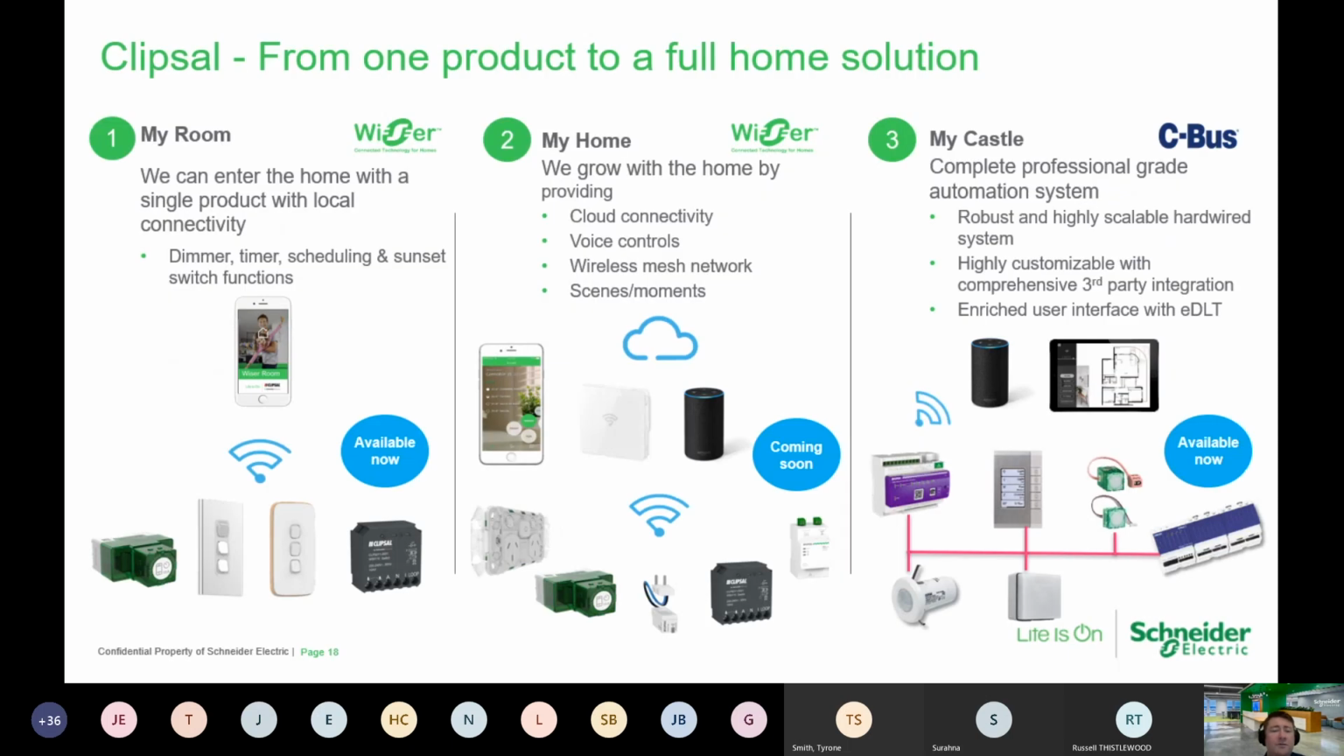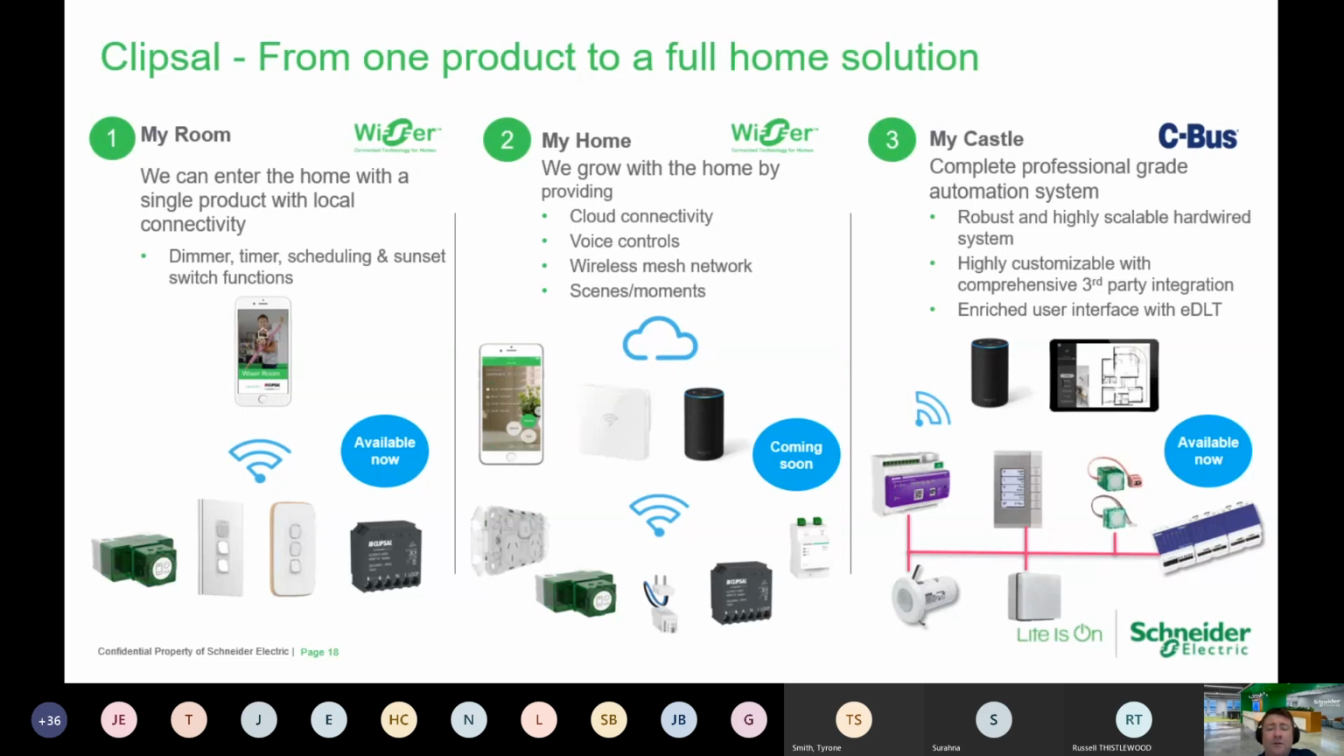So here's a quick snapshot. We spoke about the BLE devices, and they're the ones on the left, what we call My Room. So we've got dimmers, timers, scheduling, sunset timers. They talk Bluetooth to our mobile phone. As I mentioned, what we've got coming soon is a little gateway that's going to mesh all those devices together and give us the ability to talk to our smart speaker or our mobile phone when we're outside of that room or outside of our house. And then step three is when we've got a full home where we want to control everything inside it, or even just the majority of things, we want to go for a cabled solution because it's going to give us reliability, robustness, and a lot more interface options.